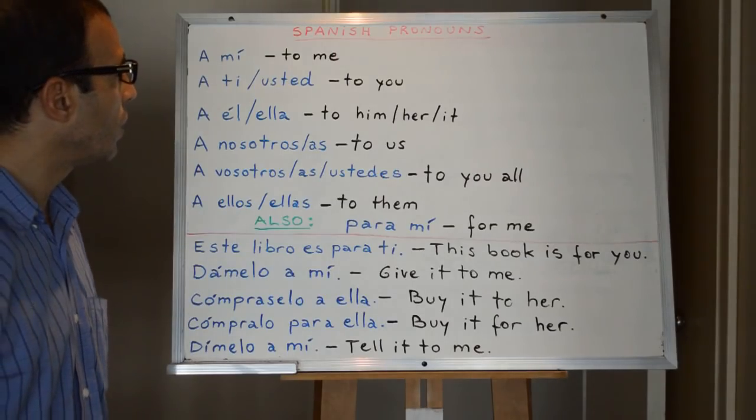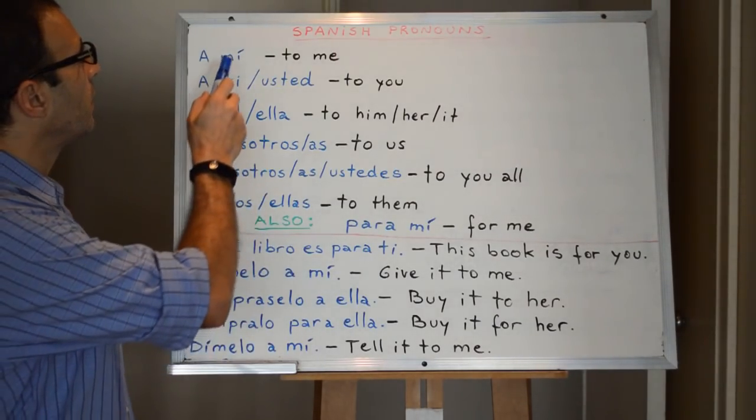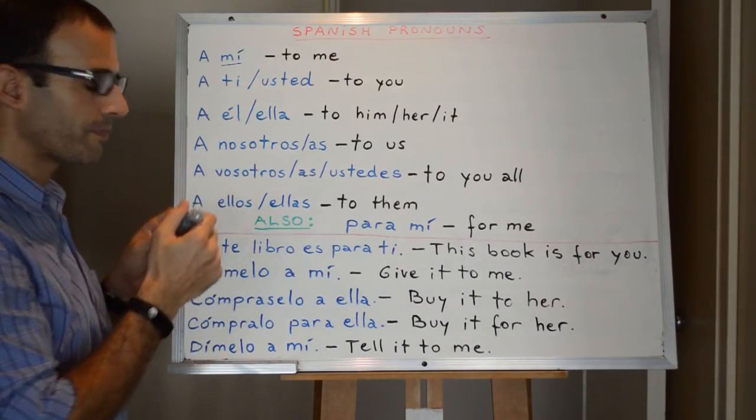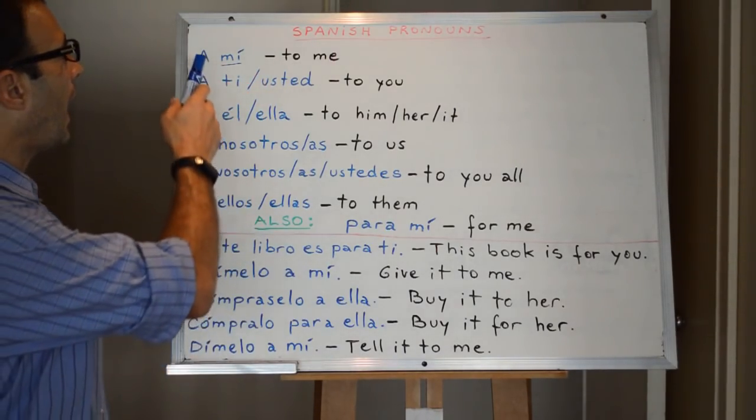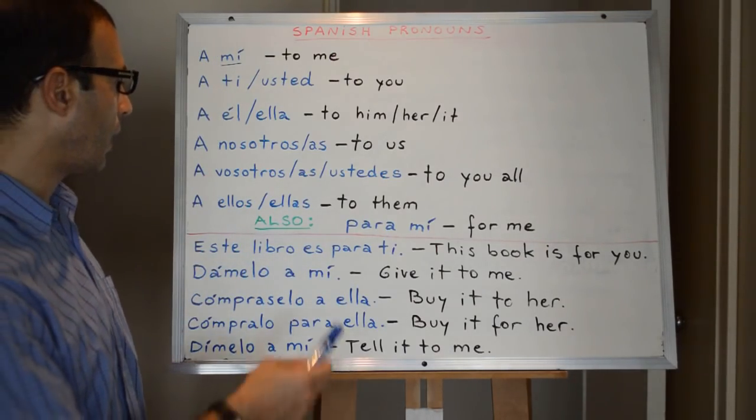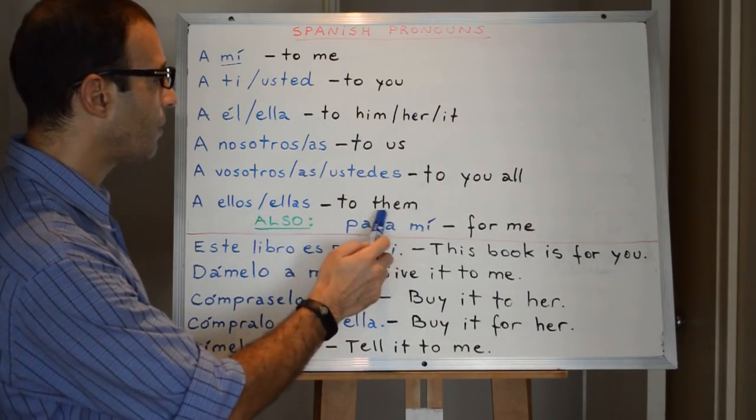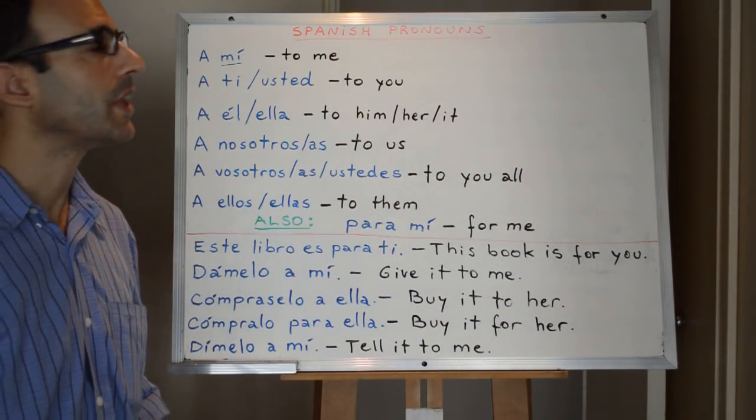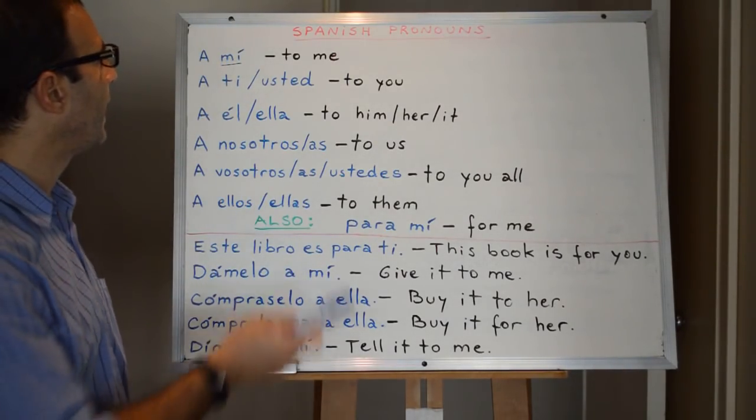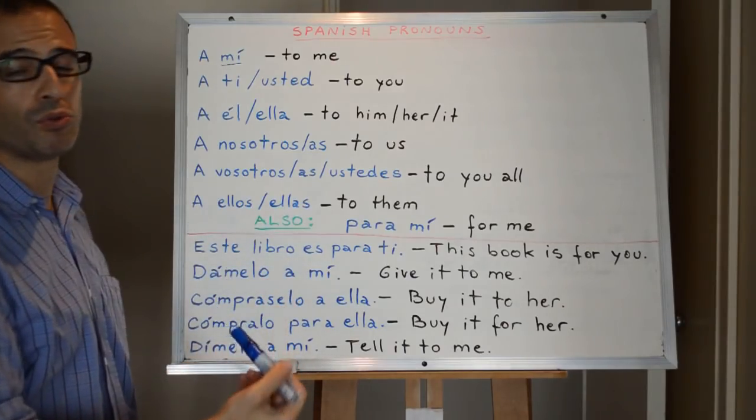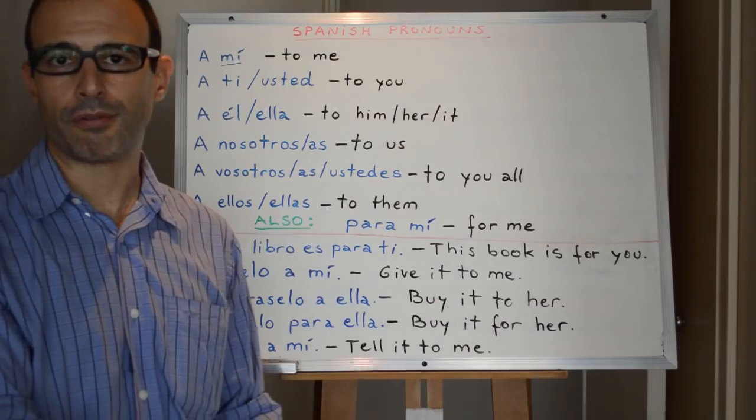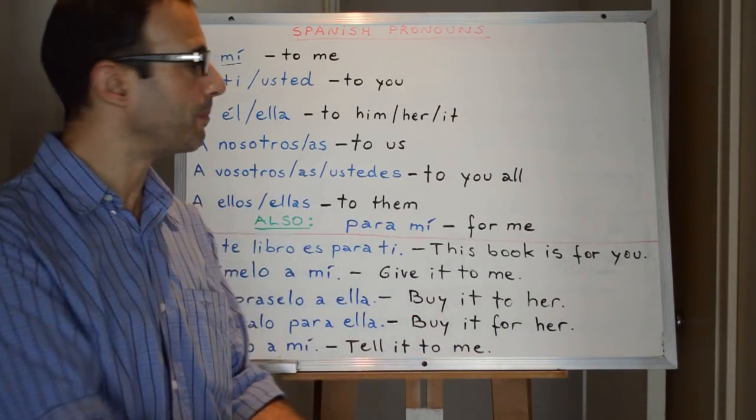In Spanish, that me is this mí that you see here, right? So, a is the preposition to, while para is the preposition for. So, a mí means to me. A ti is to you, or a usted for to you, formal, right? When we address somebody formally.